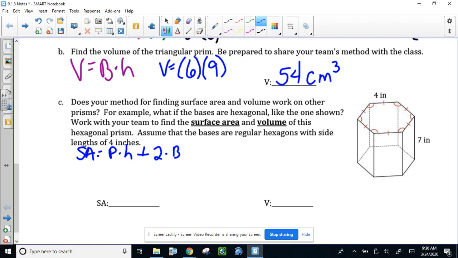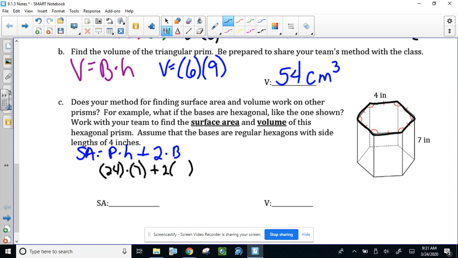Well, if we look at perimeter of our shape, it's 4 inches on each edge, and there are 6 edges. So we could do 4 plus 4 plus 4 plus 4 plus 4 plus 4, or 4 times 6, which gives us a perimeter of 24. Times our height is just 7. Plus, we have to do 2 times the area of the base.